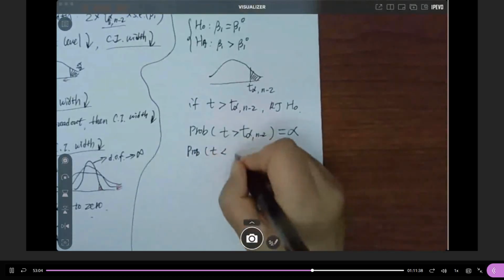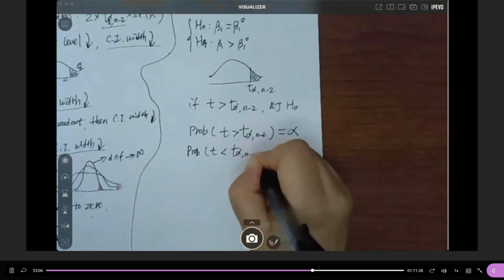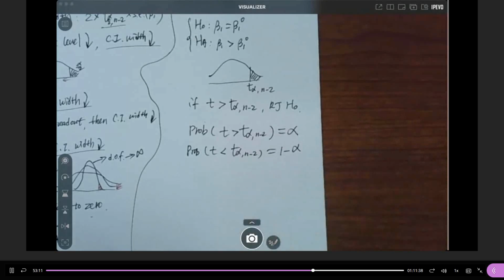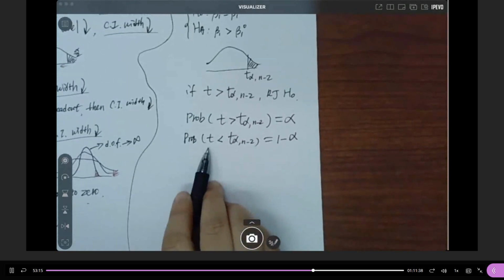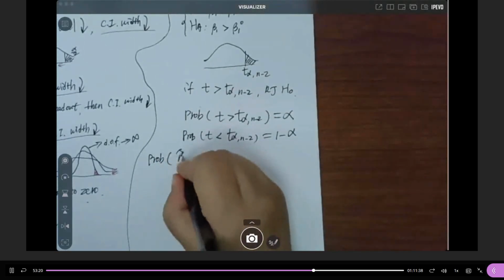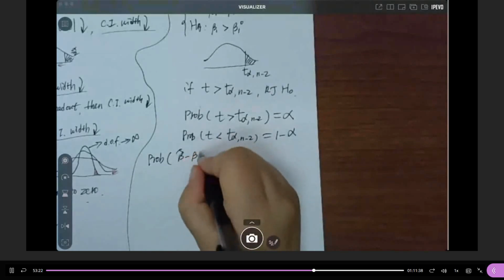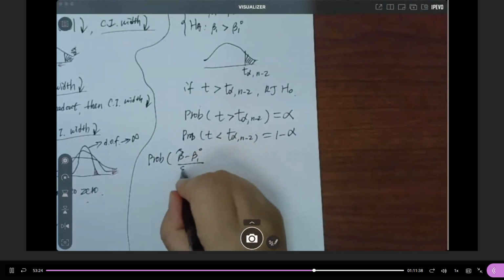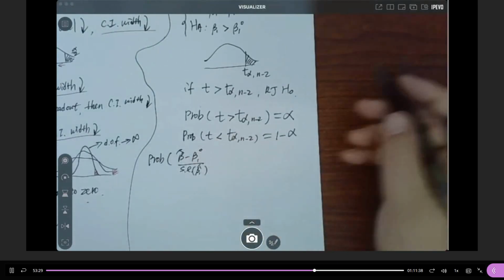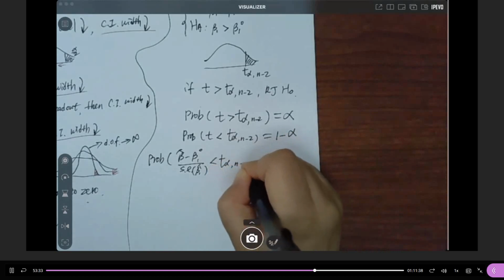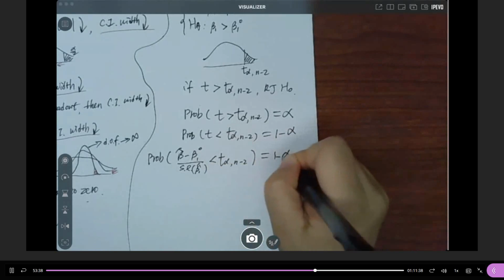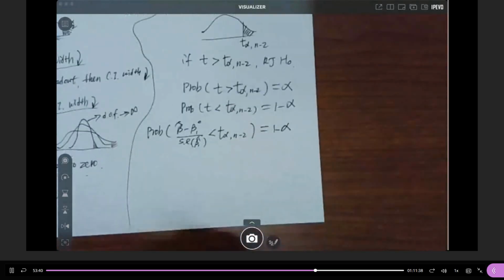With this, we know the probability for t to be less than t alpha, n minus 2 is 1 minus alpha, right? And then we plug in the definition for t we defined earlier. So the probability for beta 1 hat minus the hypothesis value, beta 1 naught, divided by the standard error of beta 1 hat, that's the definition for t, to be less than the cutoff value t alpha, n minus 2, is 1 minus alpha, right?